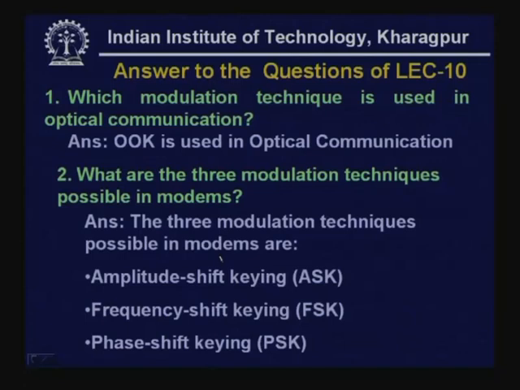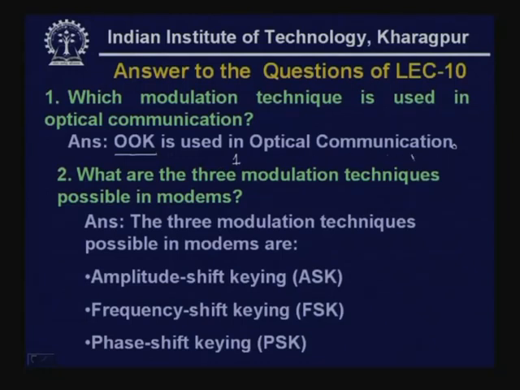And here are the answers to the questions of lecture number 10. First question was, which modulation technique is used in optical communication? As I mentioned in the previous lecture, on off keying is used in optical communication. We are sending a light signal whenever it is 1, and whenever it is 0, you are not sending any light signal. That is why it is called on off keying, and this is being used in optical communication.